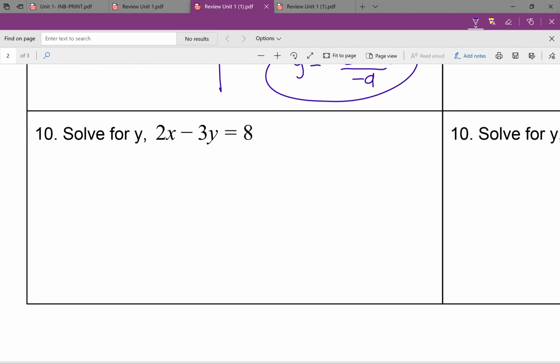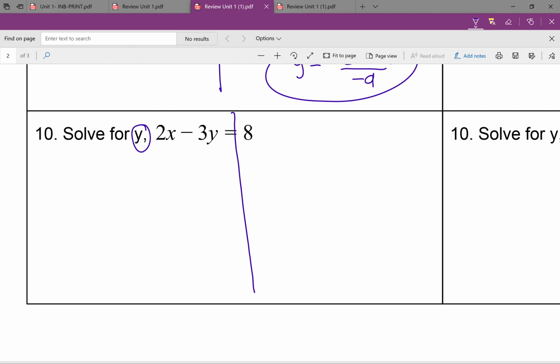Okay, last problem, number 10. Again, this is a literal equation and we're trying to solve for y. So if we're trying to get y by itself, same thing. We've got to get rid of this 2x and this -3 because those are the two things that are in the way of having y completely by itself.